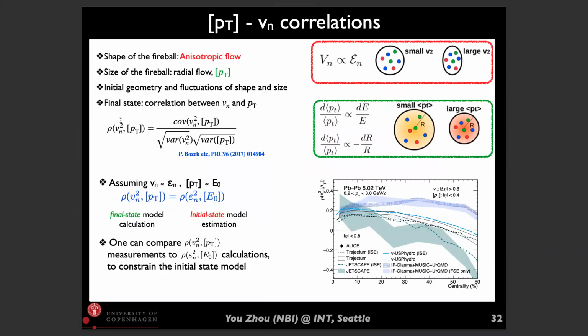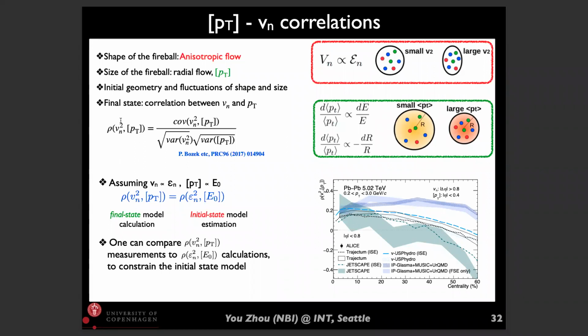But then I move to the last part about the Vn-pT correlation. So we talk about the shape, we talk about size separately. There has been a big discussion already in this INT program for the Vn-pT correlation, the rho. The idea is also very simple. We assume that Vn is proportional to epsilon n, then mean pT can be reflected by some entropy in the initial stage. Then you would expect the initial stage calculation, with epsilon n and E0, can be used to estimate the final Vn and mean pT correlation.